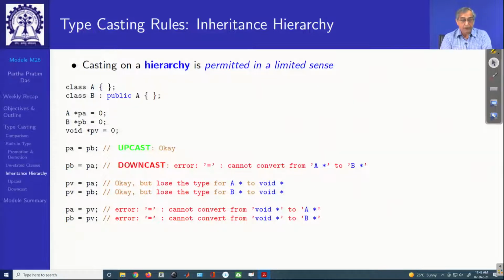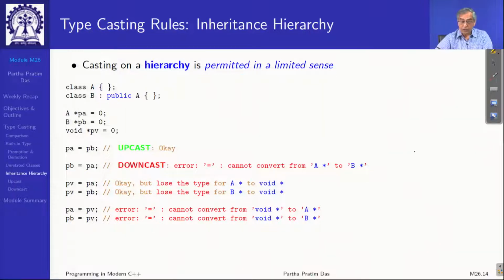The third set of rules relate to the classes on a hierarchy. If the classes are on a hierarchy, then the casting is permitted in a limited sense. So, I have a class A, which is the base class. I have a class B, which is the derived class. I have pointers to A and B, and I have a void pointer as well. So, this is called upcast. Why upcast? Because B is an A. So, A is above. So, I am taking from B to A.